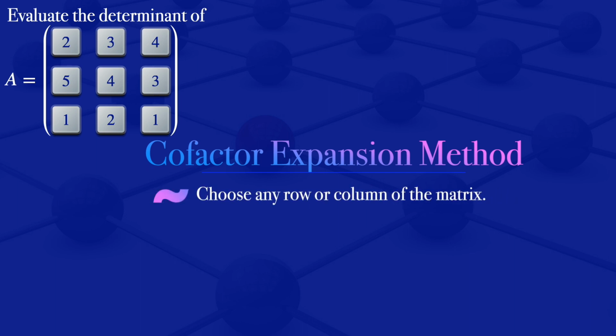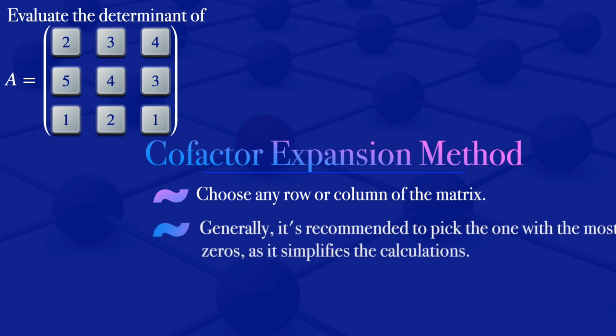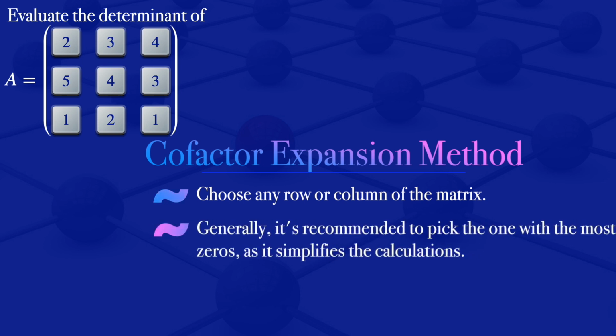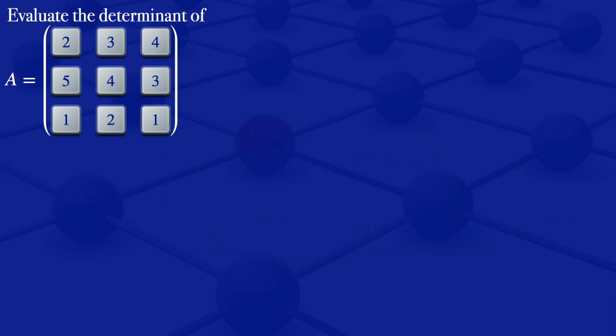For this method, we choose any row or column of the matrix. Generally, it is recommended to pick a row or a column with the most number of zeros as it simplifies the calculations. So in this case, there are no zeros, so I'll just go with the first row, this one.